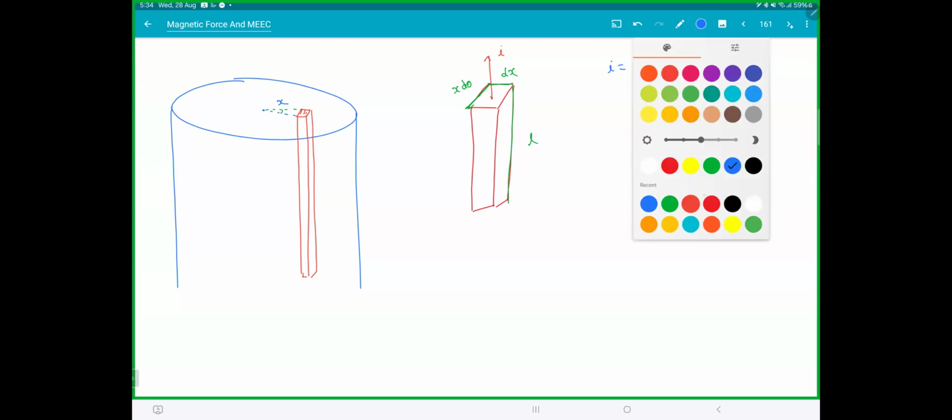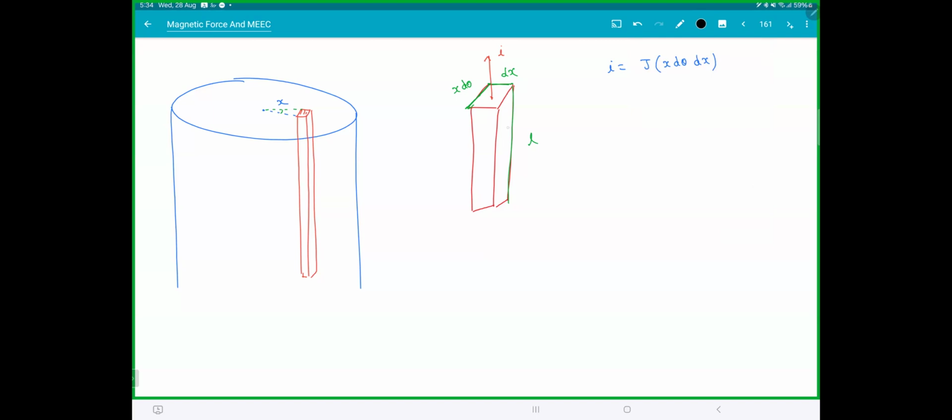And how is the magnetic field? The magnetic field on this section will be this way, B bar, because remember, the magnetic field lines are going in a circular way like this. So this is your B bar. That means this thin rod is experiencing a magnetic force due to the magnetic field B. Is that making sense?